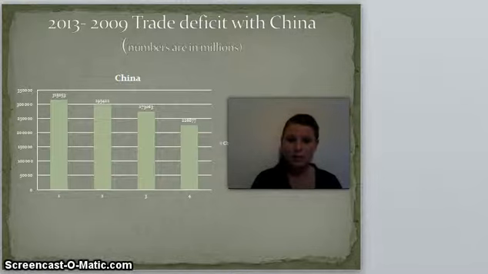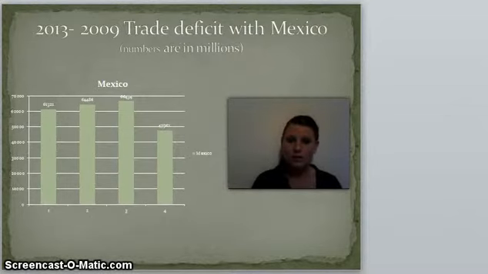You can see here in China that we are slowly increasing our deficit with them. Right now, the number being at 315,053 million. Mexico, this one's a little bit up and down. We are currently decreasing with them, which is a step in the right direction, with that number being at 61,221 million.